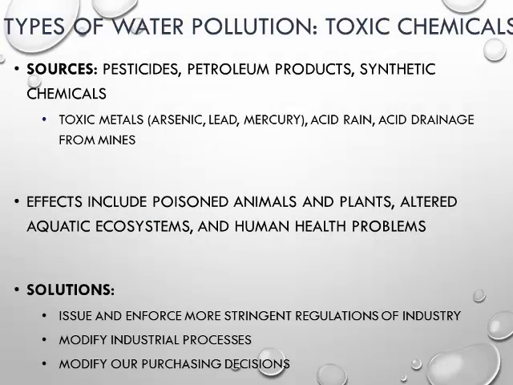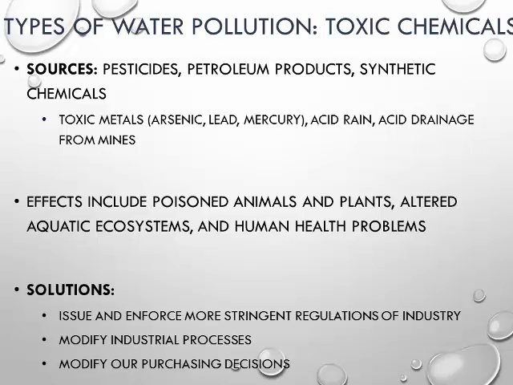Toxic chemicals are another source of water pollution. This type of pollution comes from pesticides, petroleum products, and synthetic chemicals, as well as toxic metals, acid rain and acid mine drainage. This type of pollution is harmful to both the environment and human health.